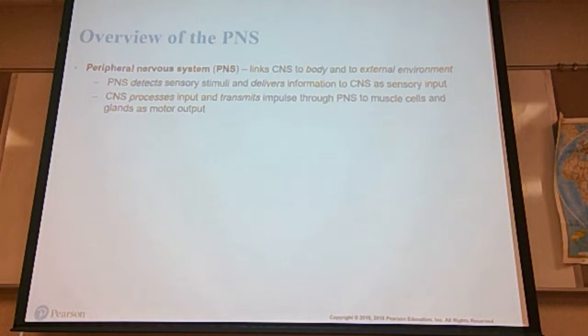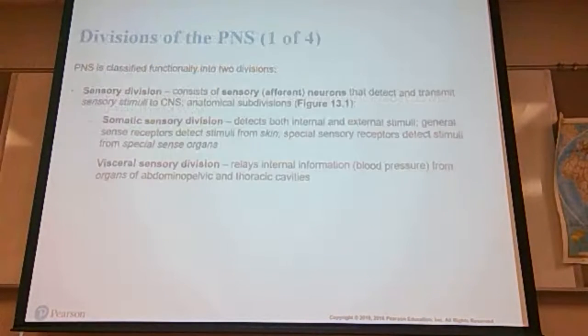The peripheral nervous system detects sensory stimuli and delivers that information to the central nervous system as what we refer to as sensory input. The CNS, or the central nervous system, then processes that input, transmits an impulse through the peripheral nervous system to muscle cells or glands, and that is referred to as motor output. So you have sensory input, motor output.